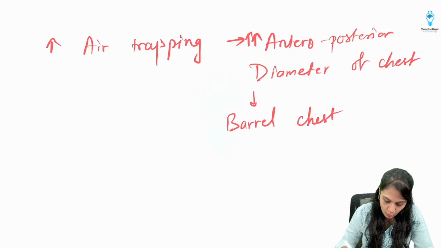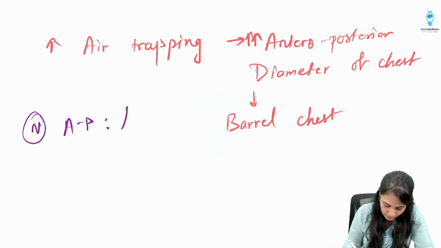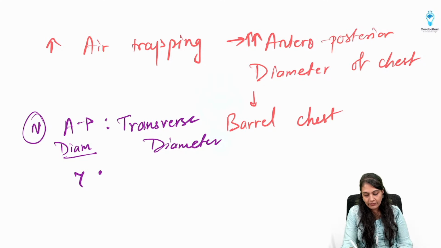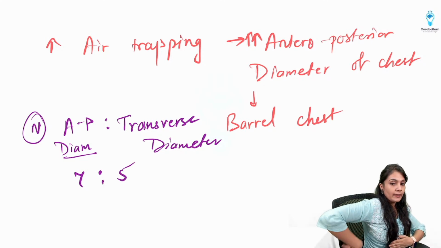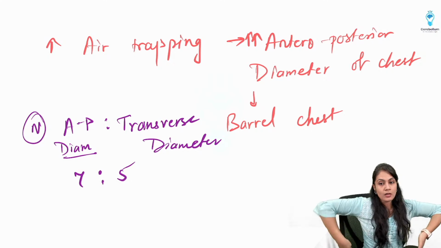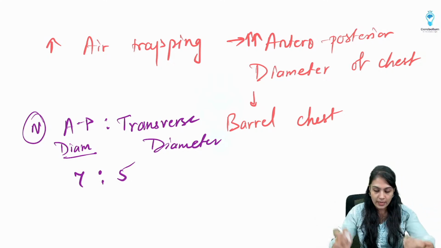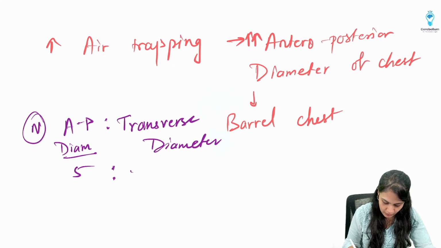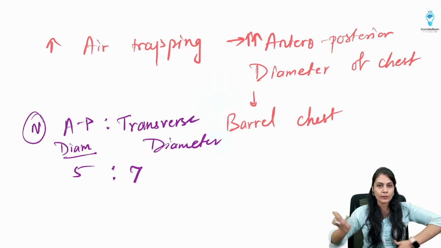Now give me the normal value of antero-posterior diameter, AP diameter, versus lateral diameter or transverse diameter. What is AP diameter versus transverse diameter? What is the normal value of it? It is 7:5. If I measure my AP, that means anterior-posterior diameter, and transverse diameter, the transverse diameter is always more, right? I have written that opposite, that is 5:7, or you should write transverse first and then the AP, then it will be 7:5.